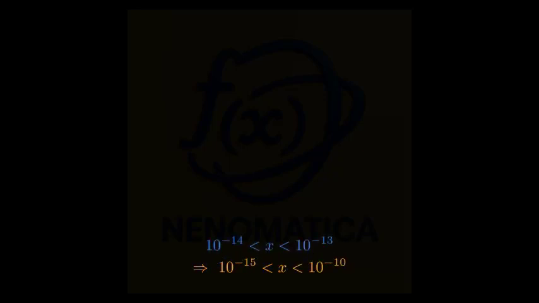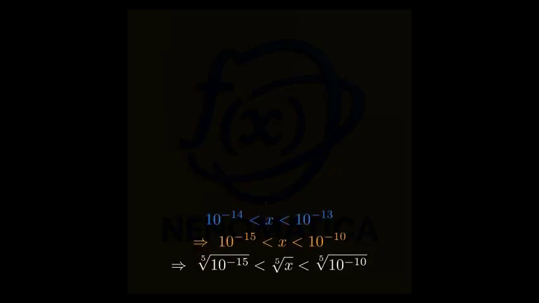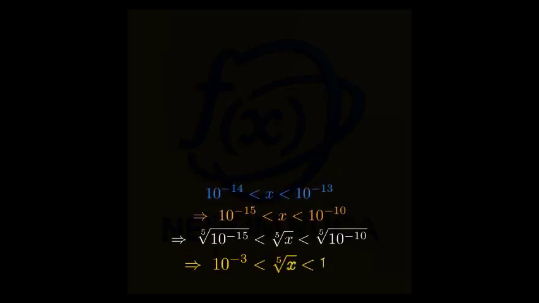Therefore, 10^-15 < x < 10^-10. Taking fifth roots gives the fifth root of 10^-15 < the fifth root of x < the fifth root of 10^-10. Finally, that simplifies to 10^-3 < the fifth root of x < 10^-2. Therefore, the fifth root of x lies strictly between 10^-3 and 10^-2.